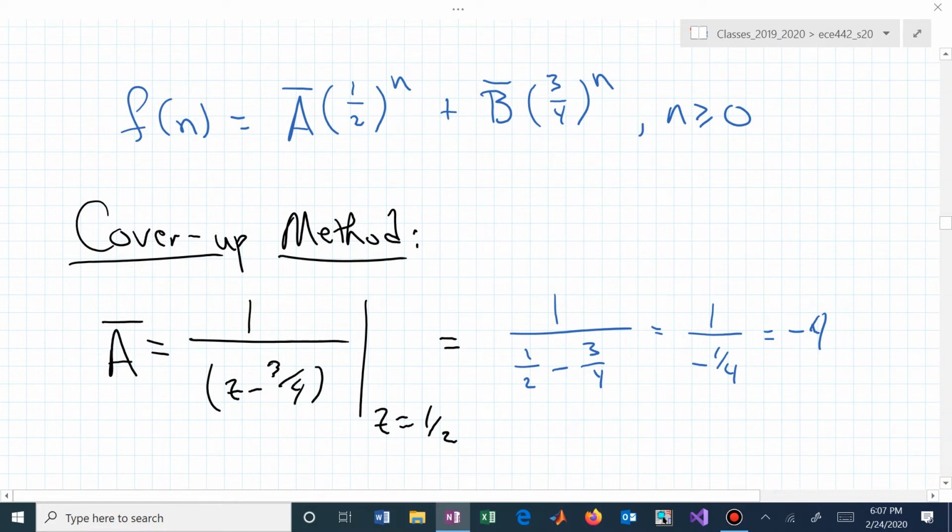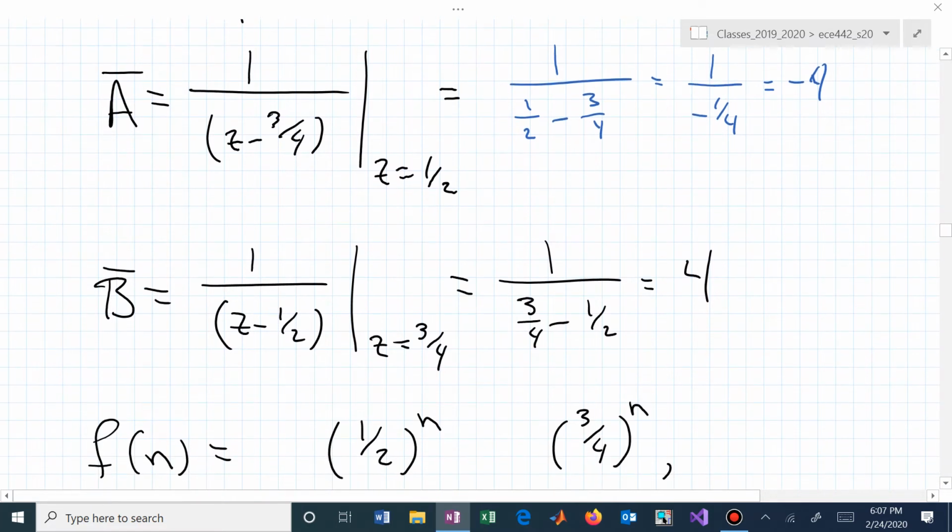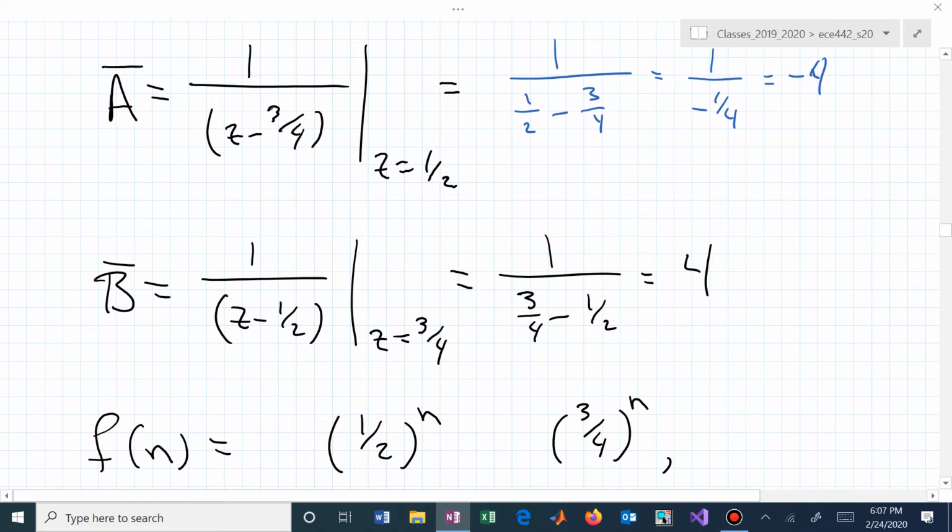A bar is now minus 4. Likewise for b bar. We cover up the factor underneath b bar, which is the z minus 3/4 factor in the left-hand side, and evaluate that when z is equal to 3/4. We now have 1 over 1/4, or 4.